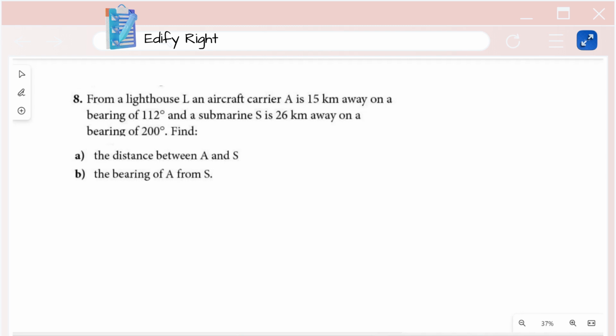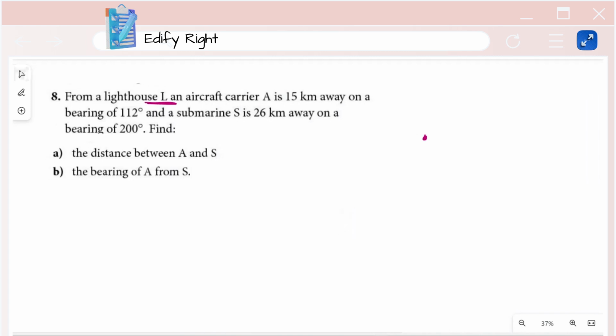So let's do that here. Let's start with the lighthouse L. Let this point be L over here. Now it says that an aircraft carrier A is 15 kilometers away on a bearing of 112 degrees. So they've given you the angle and the distance as well. Here let's say that this is the perpendicular, this is the north.